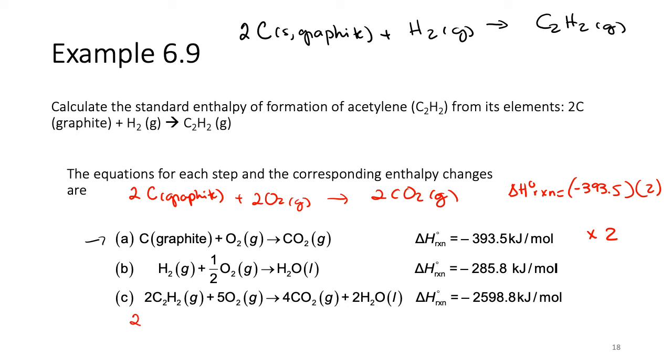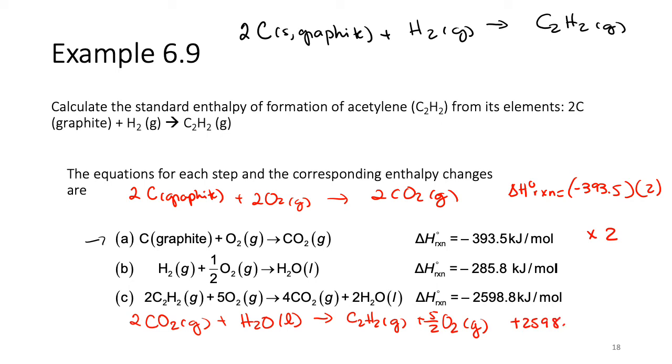I have 2 CO2s, gas, plus 1 liquid water makes C2H2, gas, plus 5/2 O2. So I flipped my equation. So now I have 2598.8 because I flipped it. Then I also divided by 2. So I need to divide my value by 2. I check. I am going to highlight in black the things I don't need to be showing anymore.